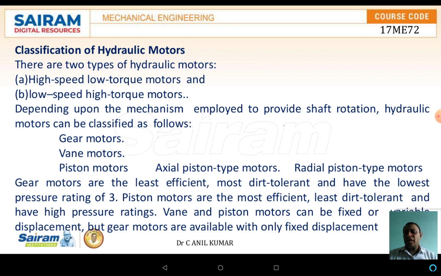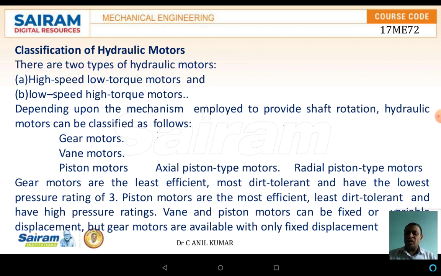The classification of hydraulic motors. Hydraulic motors are classified into high speed low torque motors and low speed high torque motors. Depending upon the mechanisms employed for the shaft rotation, hydraulic motors can be classified as gear motors, vane motors, and piston motors. The piston motors are further classified as axial piston motors and radial piston motors.